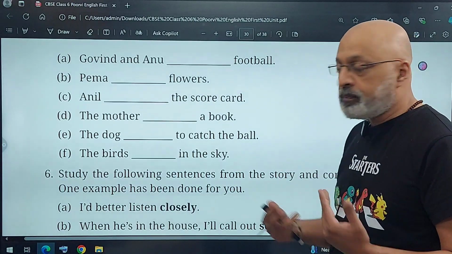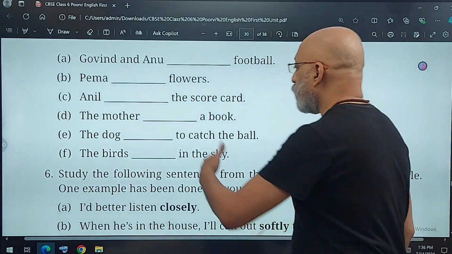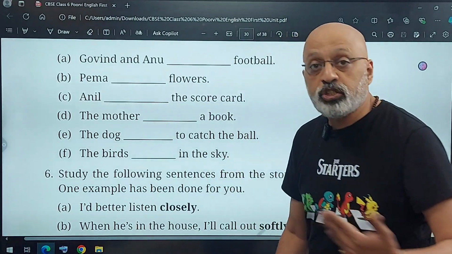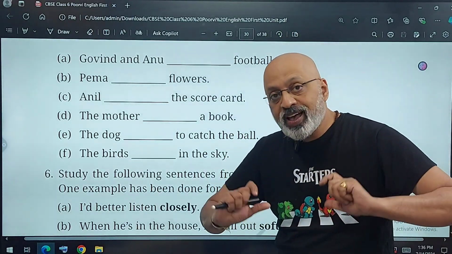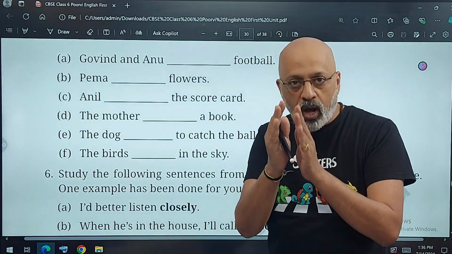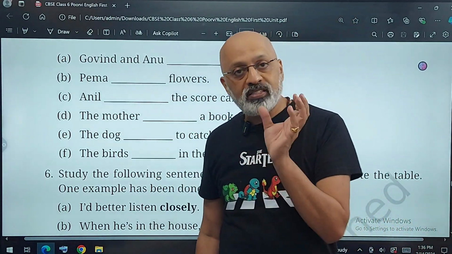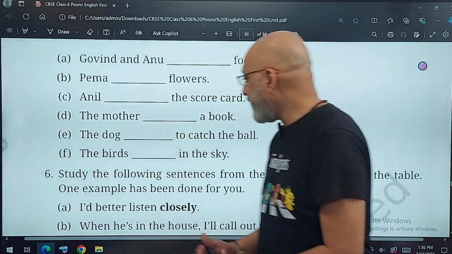So anything which is happening right then. The birds are flying in the sky. The dog is running to catch the ball, right? So anything which is happening then and there, you use is or are, and then you use the ing form. That's what is known as the present progressive tense.